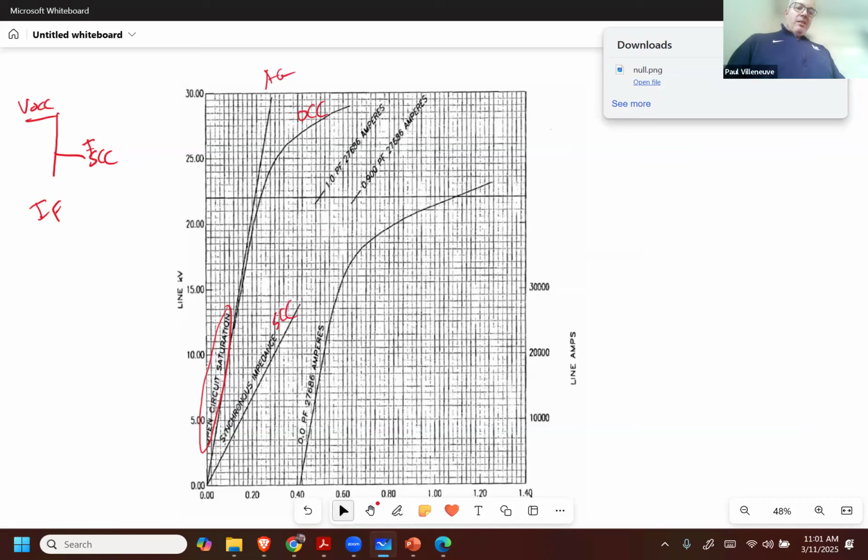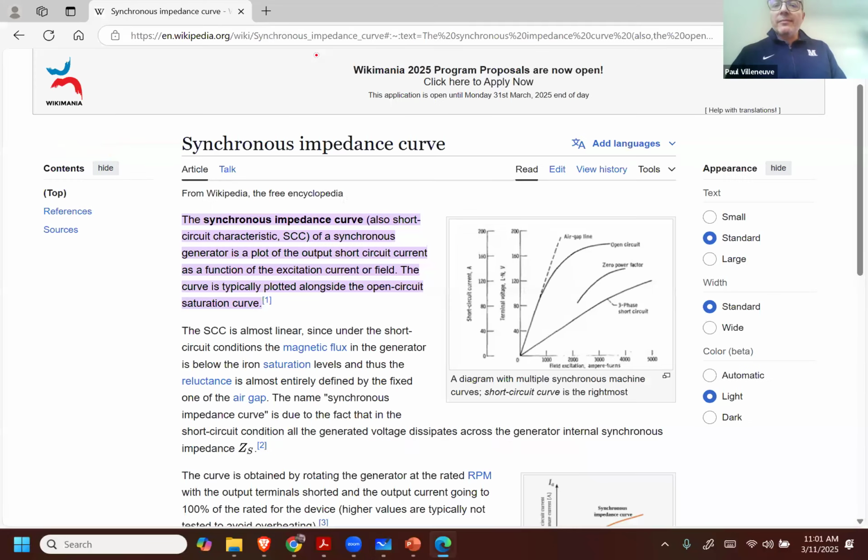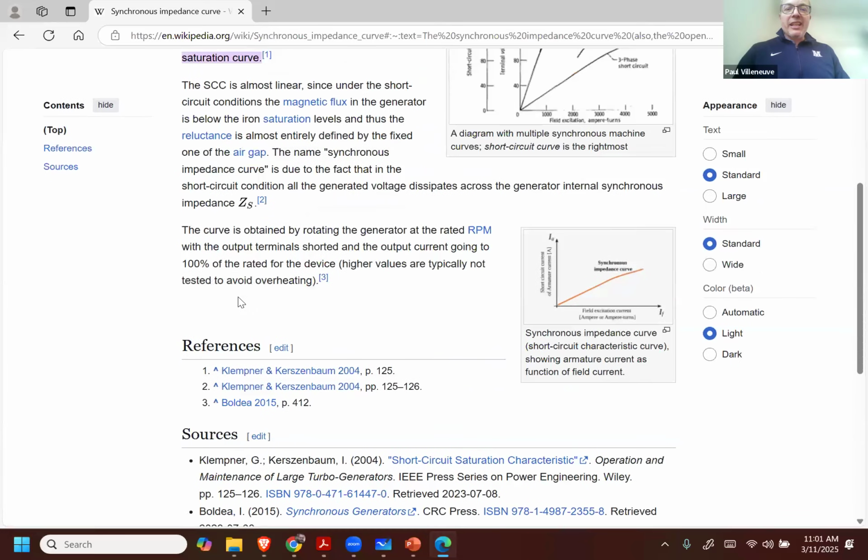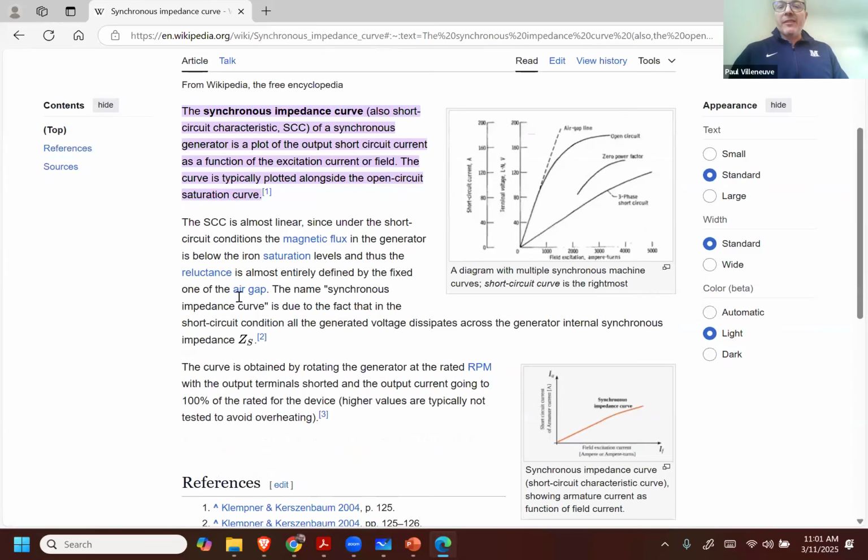So what you have here: air gap line, OCC, short circuit characteristic. I don't know. This might be the OCC, but you can see it has a 0.0 power factor. So this might not be the open circuit. Well, it can't be the open circuit. Maybe it's some sort of short circuit. It can't be short circuit. Maybe it's running it at that current. I'm not exactly sure what they're doing with this curve. I'm not familiar with it. It says 0% power factor, and that's what that curve is. But what does that actually tell us? I'm not exactly sure.